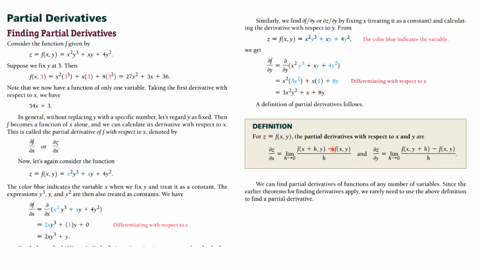You see only the x varies. Similarly, the partial of z with respect to y is the limit as h goes to 0 of f of x comma y plus h minus f of x comma y over h. You see the only thing that changes is the y. Now we can find partial derivatives of functions of any number of variables. And since earlier theorems for finding derivatives apply, we rarely need to use this definition, but that is the definition, and calculus remains the study of limits.